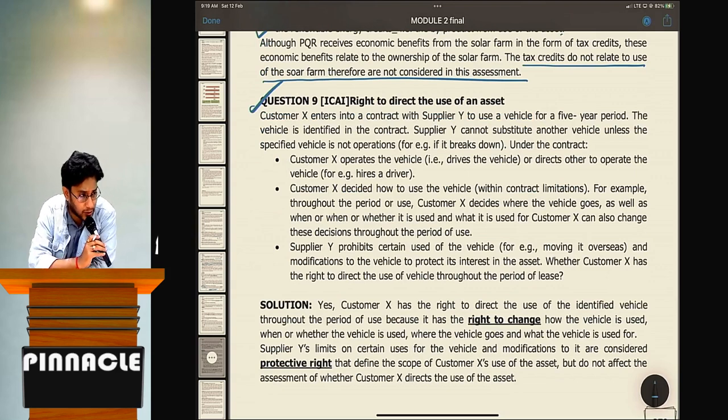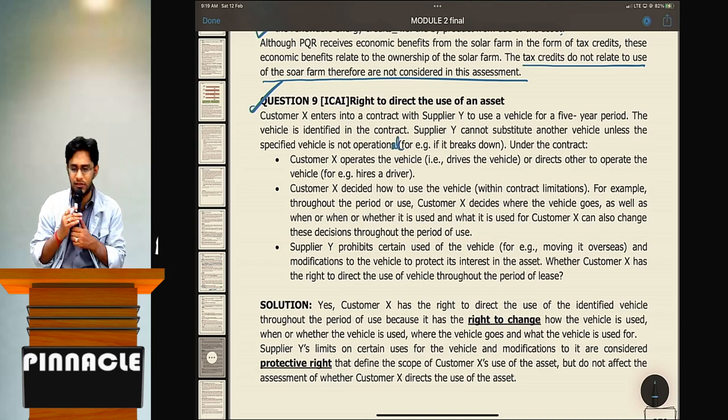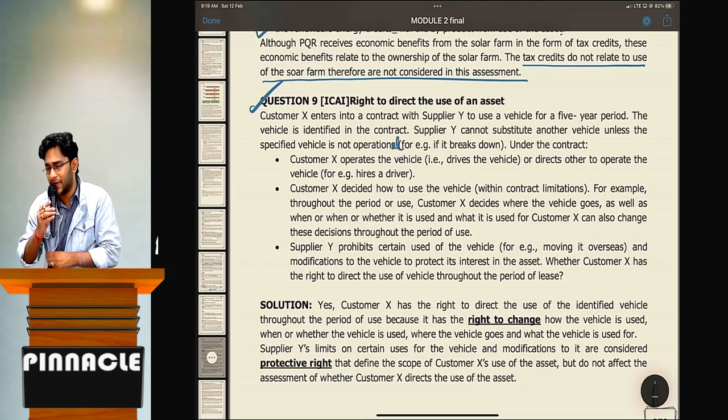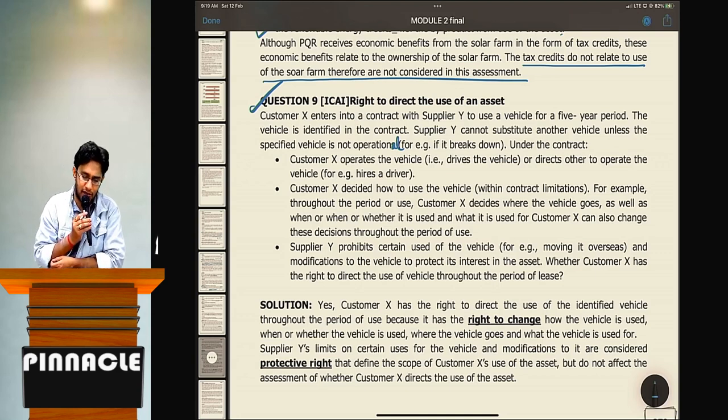Customer X enters into a contract with supplier Y to use a vehicle for a 5 year period. Okay, took a vehicle. The vehicle is identified in the contract. Nice. Supplier Y cannot substitute another vehicle unless the specific vehicle is not operational. Not operational, what is it? So a substitution right or obligation is there, but is it substantive? Not substantive under the contract.